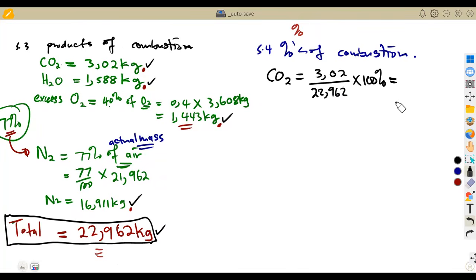So in this case, the percentage corresponding to carbon dioxide is going to be 13.14. So it's going to depend. Maybe you're going to use 2 decimal places or 3 decimal places. I was using 3 decimal places.